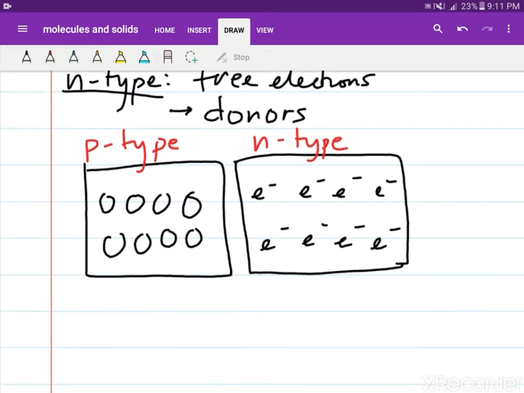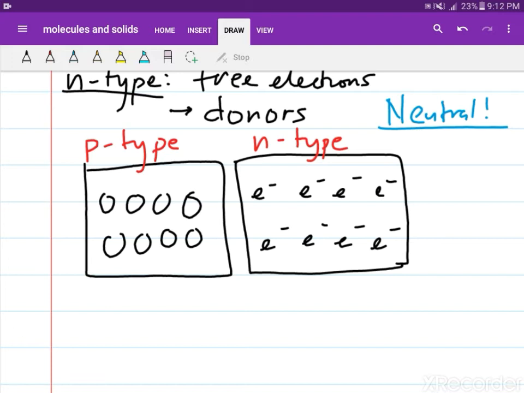Now I want you to understand that these two semiconductors are, of course, electrically neutral. So this means that the nuclear charge balances out with their number of electrons. So they are both neutral. But when you bring these two types of semiconductors together, what forms is actually really amazing.